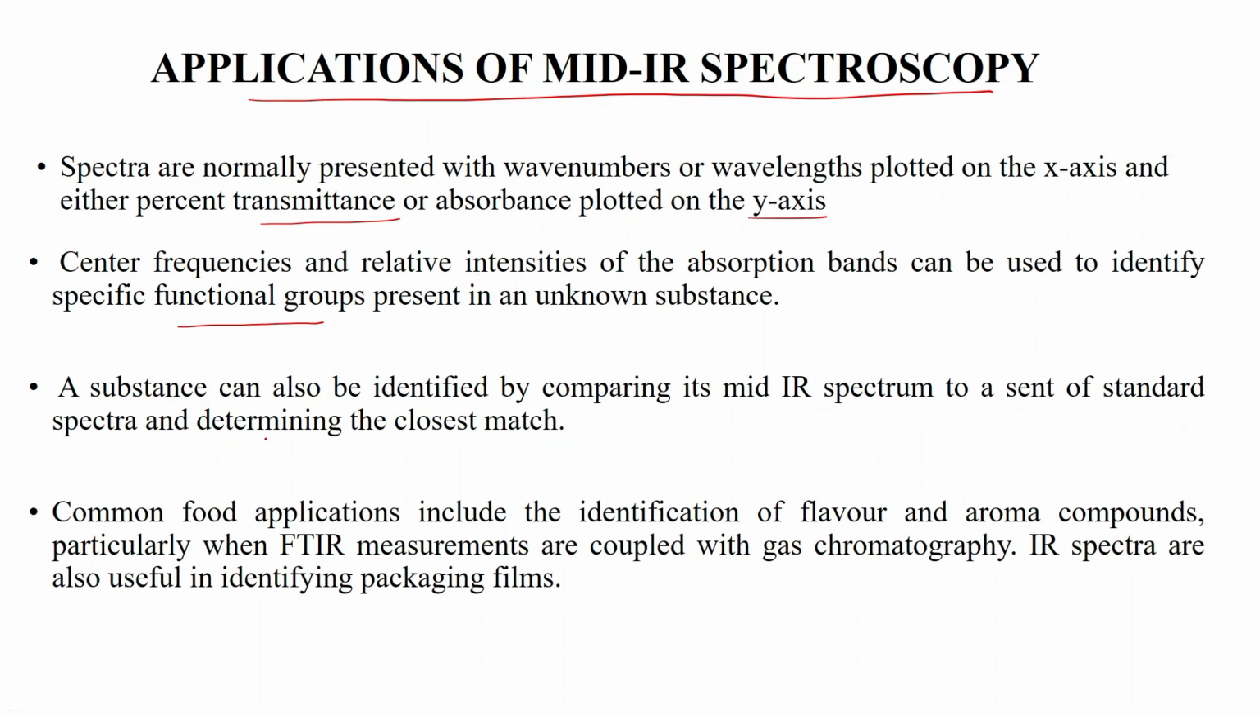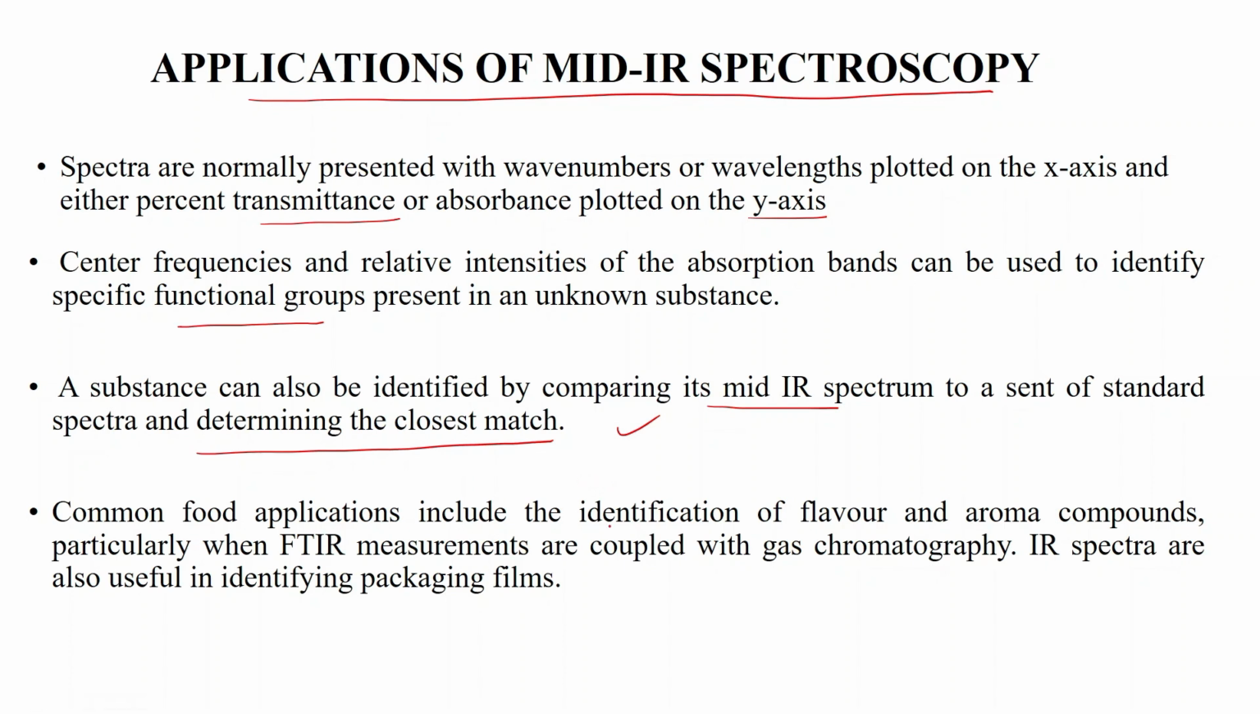A whole substance or compound can also be identified by comparing its mid-IR spectrum with the library. This is there in the computer software, so that the comparison will be made, and the compound will be identified based on the closest match. So that is also something we can identify. These are the qualitative applications of mid-IR.